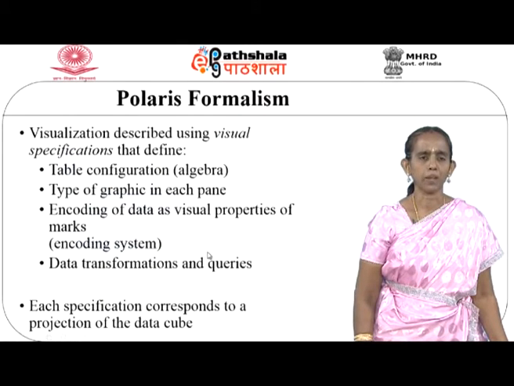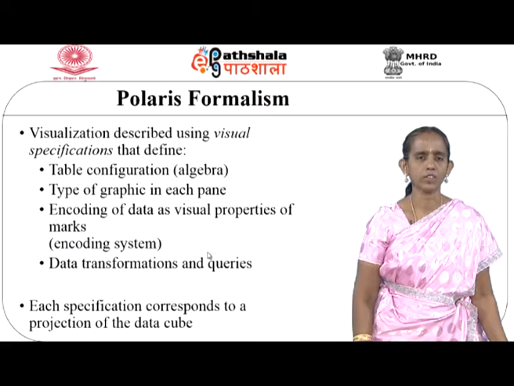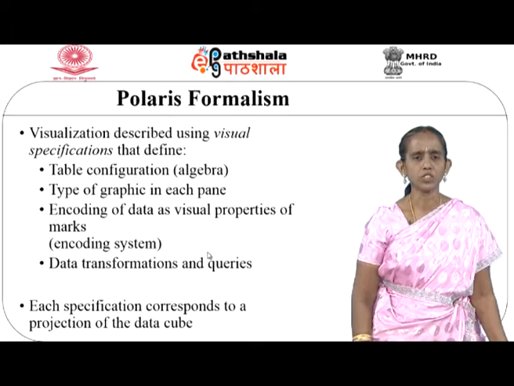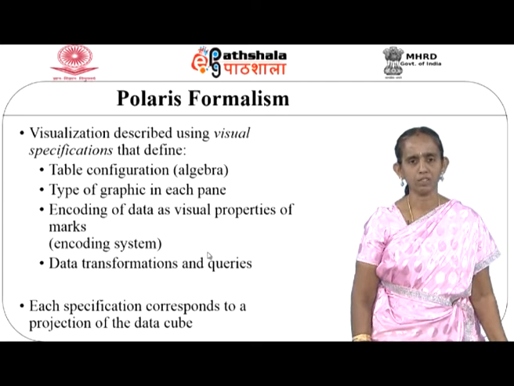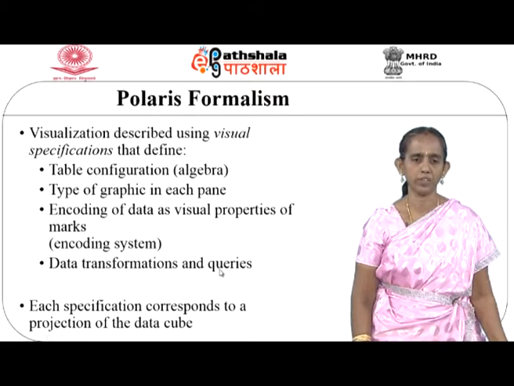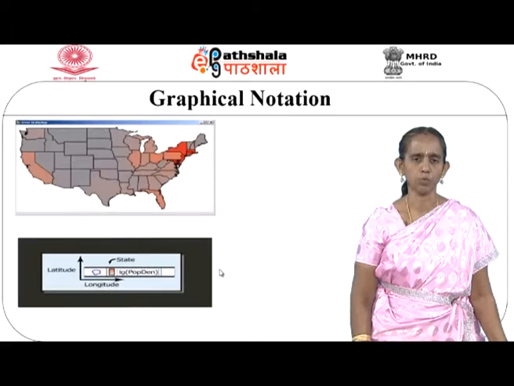In Polaris formalization, we can see that the visualization that is being described is described using the visual specification, which defines the table configuration, the type of graphic in each pane, encoding of data's visual properties, and data transformations and queries. Each specification corresponds to a projection of the data cube. So this is a graphical example of the Polaris visualization.